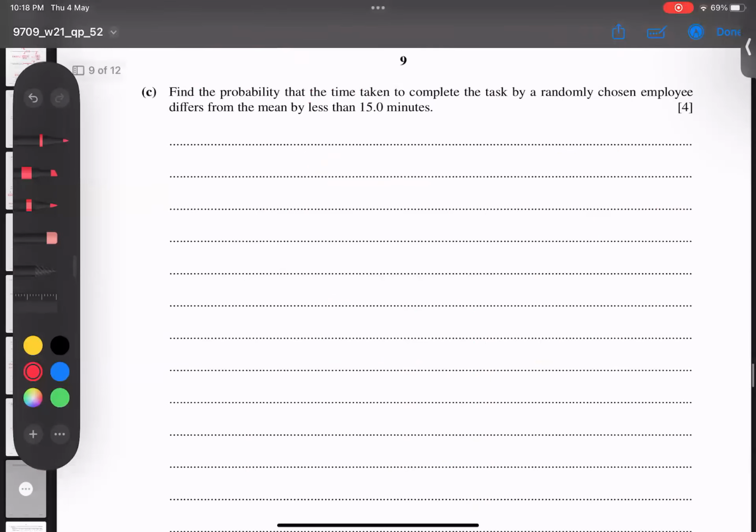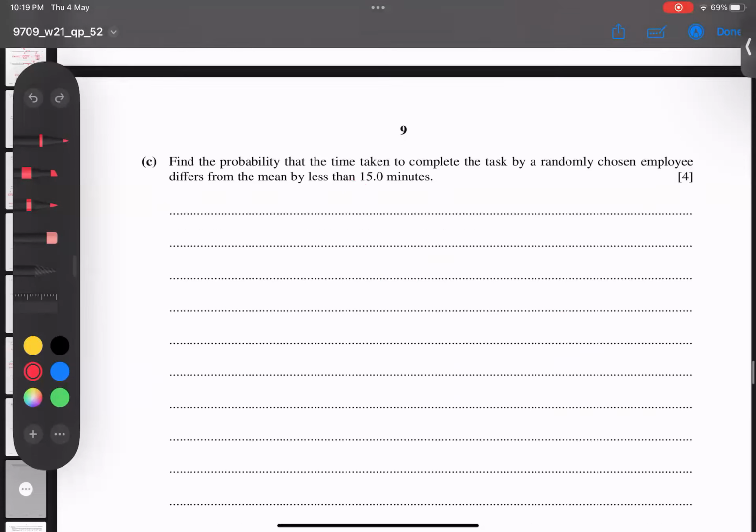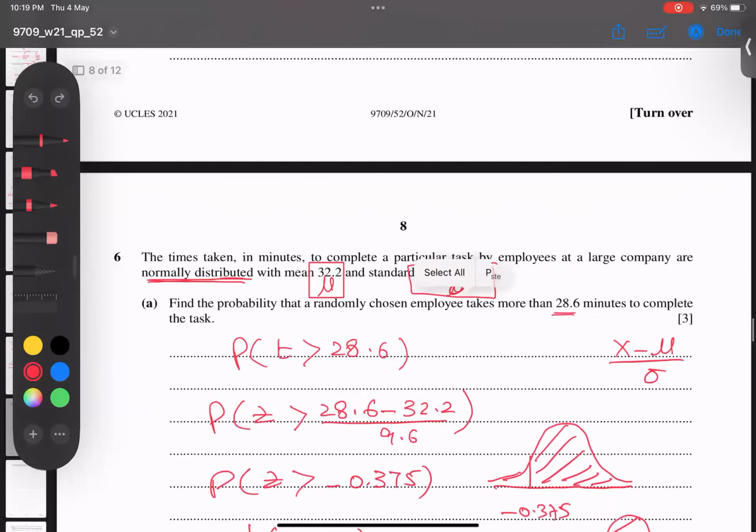Let's go for the last part of this question. Find the probability that the time taken to complete the task by a randomly chosen employee differs from the mean by less than 15 minutes. Differs means subtracting from the mean, so the difference from the mean is less than 15 minutes. So what is the mean actually? The mean is 32.2.